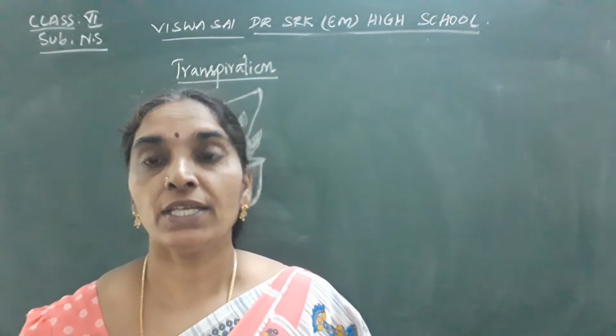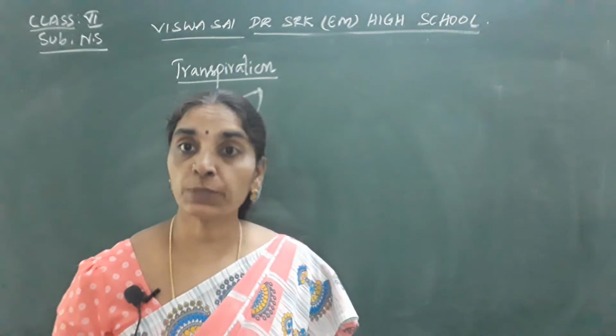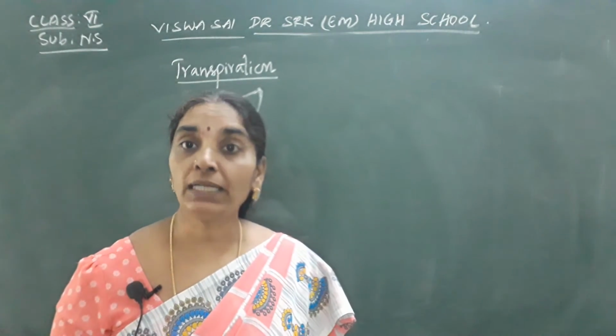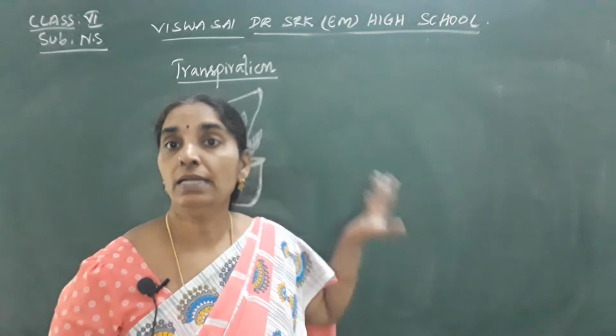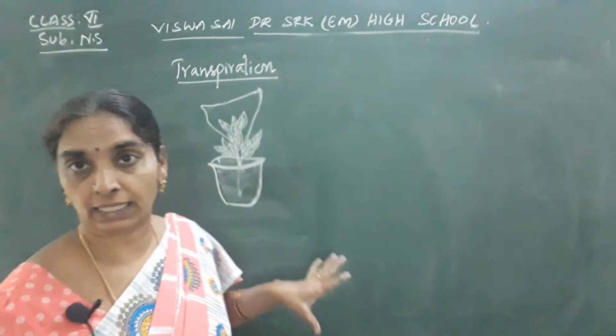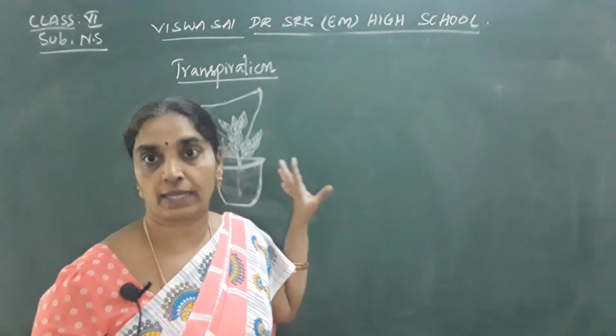Now children, you have already learnt about the transpiration process. What is transpiration? Excess water is sent out of the plant body through the process called transpiration. So this is being proved with a simple activity. I have already told you, but once again I want to recall it.